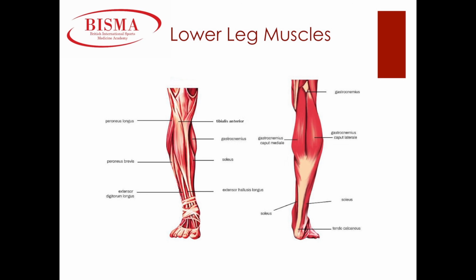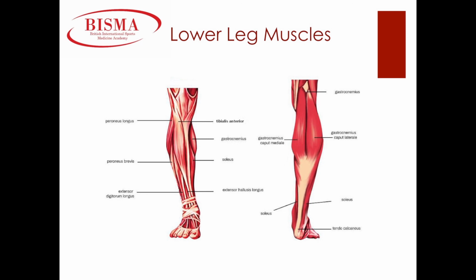The gastrocnemius originates on the femur just above our knee, and it inserts on the calcaneus via the Achilles tendon. It crosses the ankle and knee joint, and the joint actions that result when it contracts are plantar flexion of our ankle, and it also assists with knee flexion.